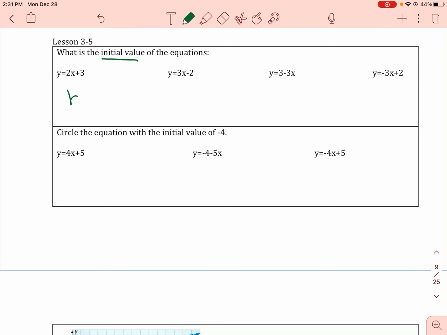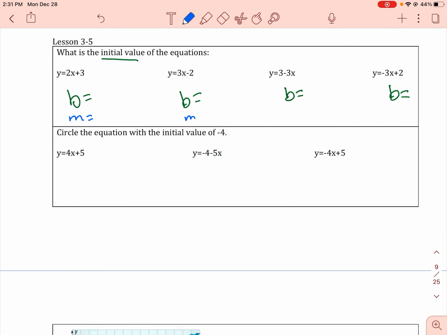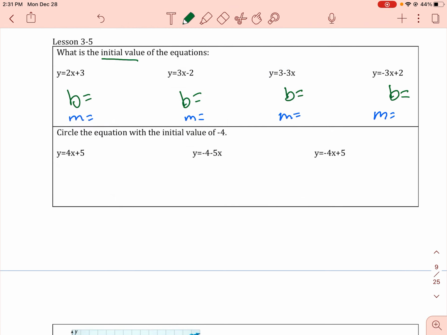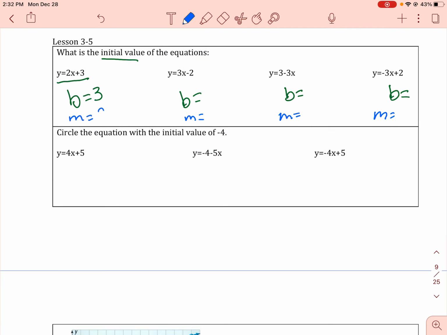So, what is the initial value? Again, the letter that represents our initial value is b, so we want to find b for all of these equations. And to throw in some fun, we are also going to find the slope of all of these equations as well, just because we are experts at it. So b, or my y-intercept for this first equation, is going to be 3. The number without the variable when y is isolated. The constant. The number in front of x when y is isolated is my slope, which is 2.